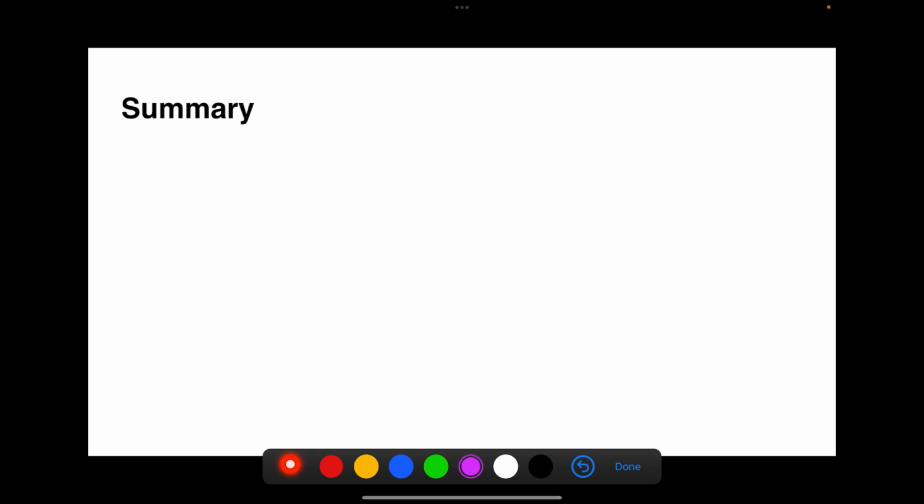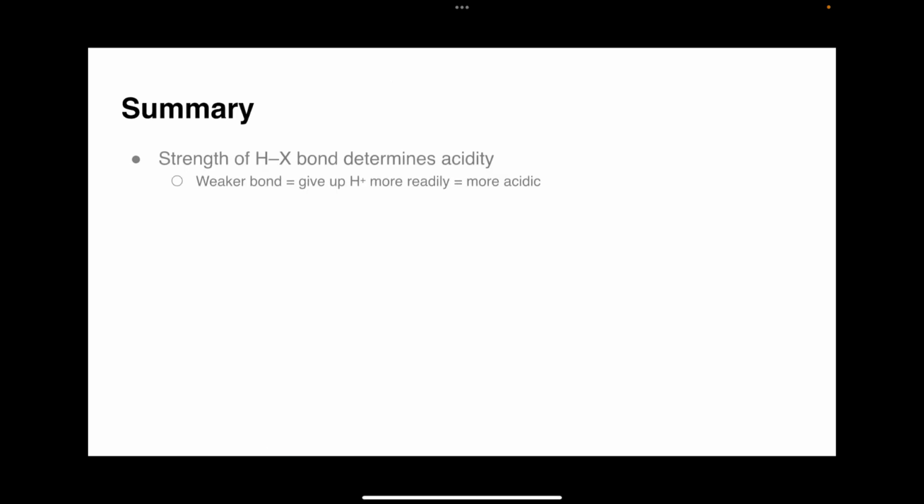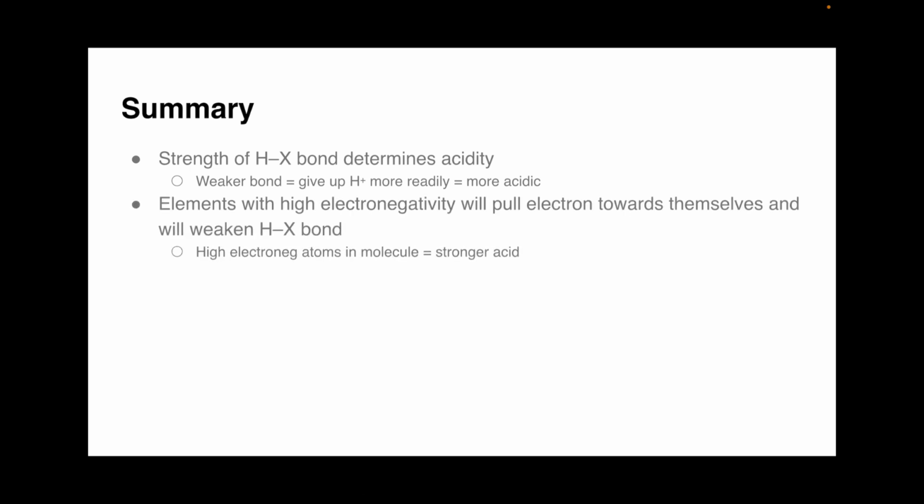So let's summarize everything we learned here. First, we saw that the strength of the HX bond determines acidity. The weaker the bond, the more easily the H+ will be given up, the more acidic the substance is. We also saw that elements with a high electronegativity will be able to pull electron density towards itself in the molecule and weaken the HX bond. In other words, highly electronegative atoms in the molecule result in stronger acids.